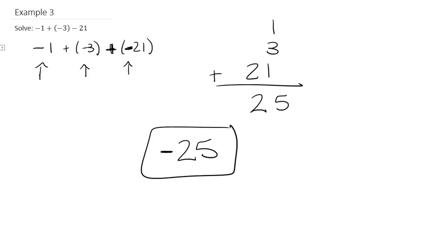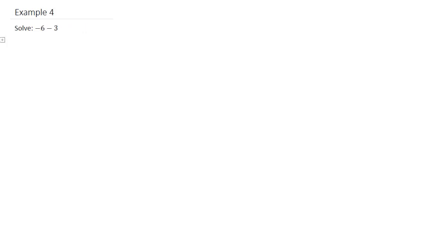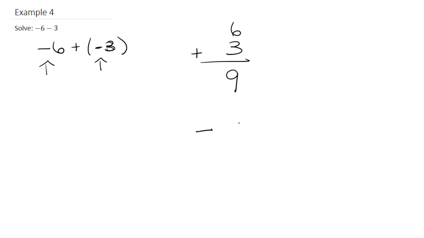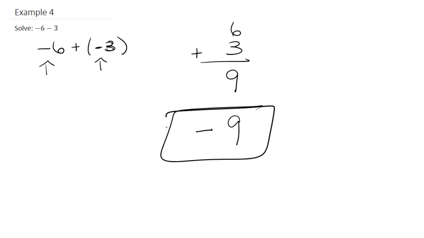Let's look at one final example. Example 4. Solve for the following. We have -6 minus 3. Once again, this could be rewritten as the following, where that minus sign is really just showing that's a -3. So we have 2 negative numbers. So let's just go ahead and add them. As is, 6 plus 3 is just 9. And because both numbers are negative, it's -9. And that would be our final solution.